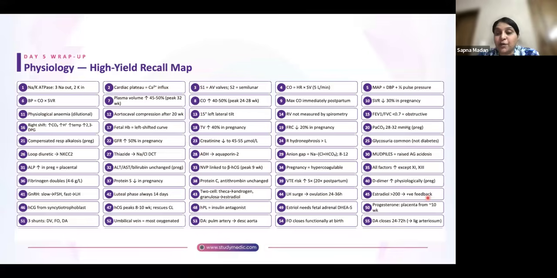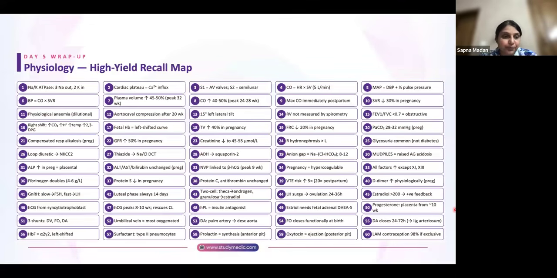Foramen ovale closes functionally at birth. Ductus arteriosus closes around 24 to 72 hours after birth and forms the ligamentum arteriosum. Fetal hemoglobin has alpha 2 and gamma 2. It shifts the oxygen dissociation curve to the left. Surfactant is produced by type 2 pneumocytes stored in the lamellar bodies.